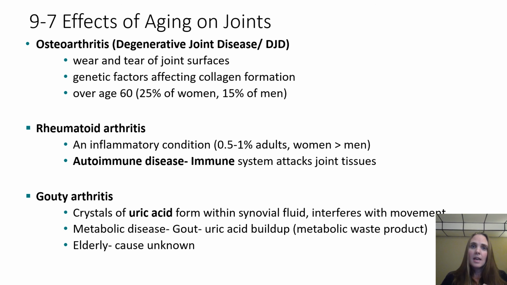Gouty arthritis is a form of arthritis where we get crystals of uric acid that form within the synovial fluid and interfere with the movement of the joints. You can imagine, think about if you had little crystals within your joint capsule between those articular surfaces, it cannot be comfortable. This can be due to a metabolic disease. Gout, you've probably heard of, causes a uric acid buildup because uric acid is a metabolic waste product. But we can also see it in elderly individuals, and the cause for that is unknown.